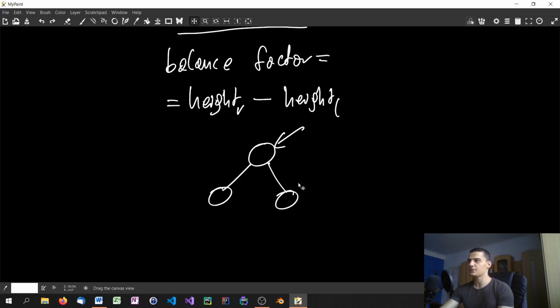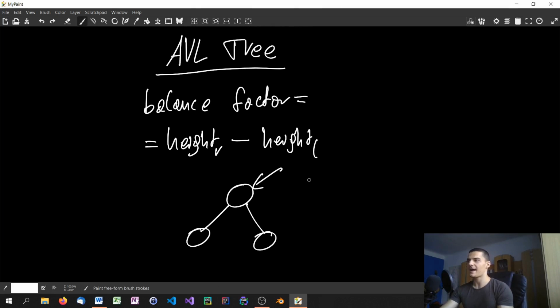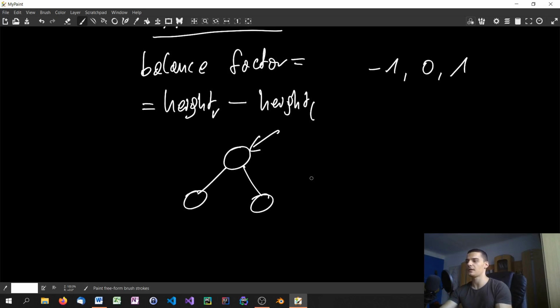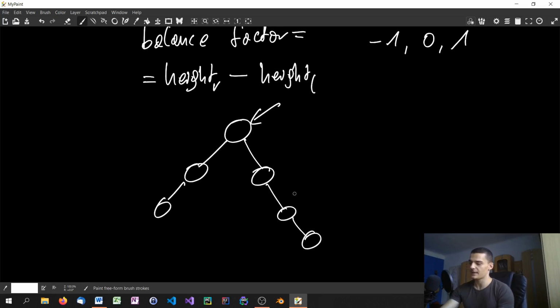Now, what we're trying to do here is to have each node being balanced. Balanced means that the balance factor is either minus 1, 0, or 1. If we have a difference of a maximum of 1, we accept it as balanced. But if we have a difference of larger than 1, we don't accept it as balanced anymore. So in this case, it's balanced. In this case, it's also balanced. In this case, it is no longer balanced, at least not the subtree here. But for example, this would also be balanced here.